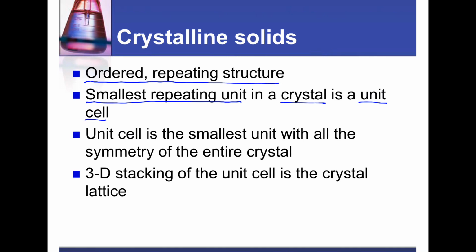And when you stack those unit cells in 3D, so you stack them in the X, Y, and Z axis, you get what we call the crystal lattice. So that's kind of building a structure from a unit cell. The unit cell is the smallest, and the crystal lattice is what you get when you have many unit cells.